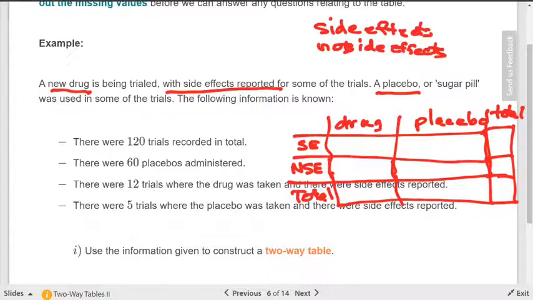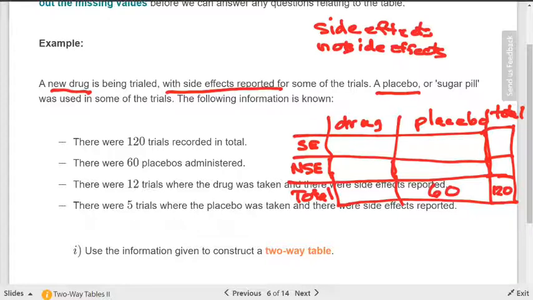Make sense? So make sure your two-way table has all the pieces that you need. So let's say there were 120 trials recorded in total. Bottom right, 120, the absolute total of everything, right? There were 60 placebos administered. So the total placebos down here at the bottom is 60.